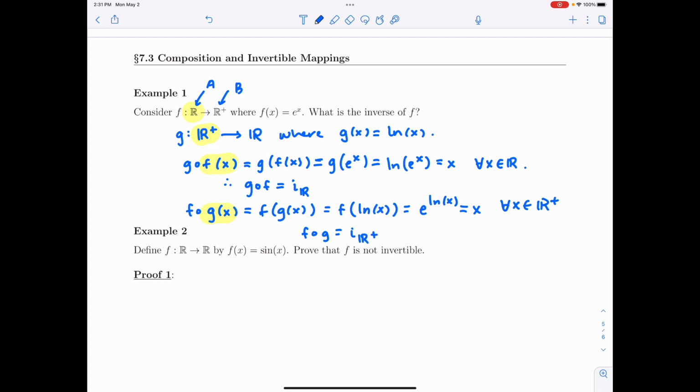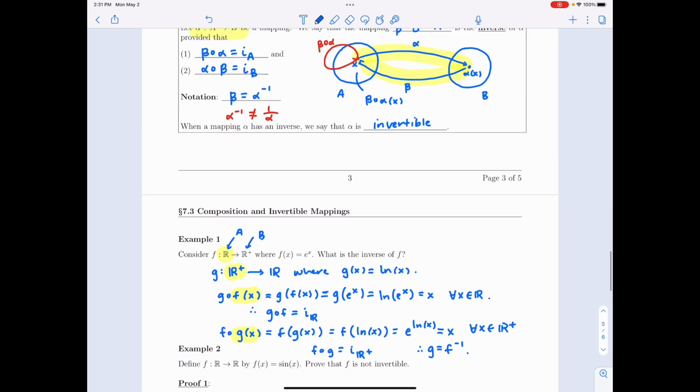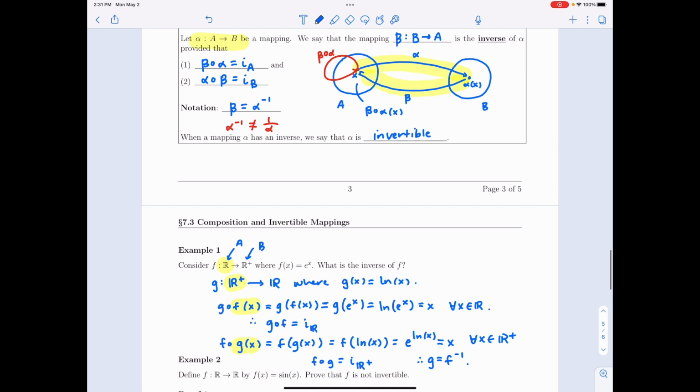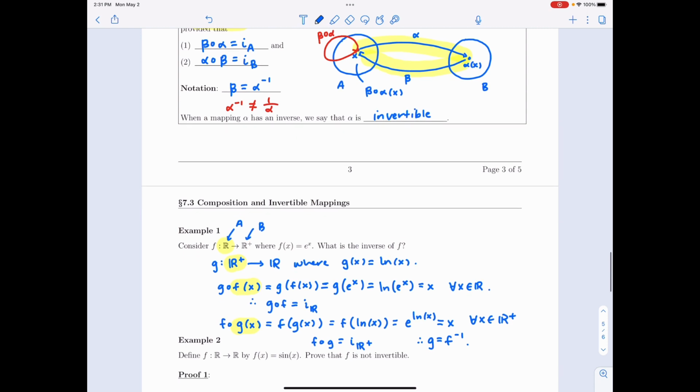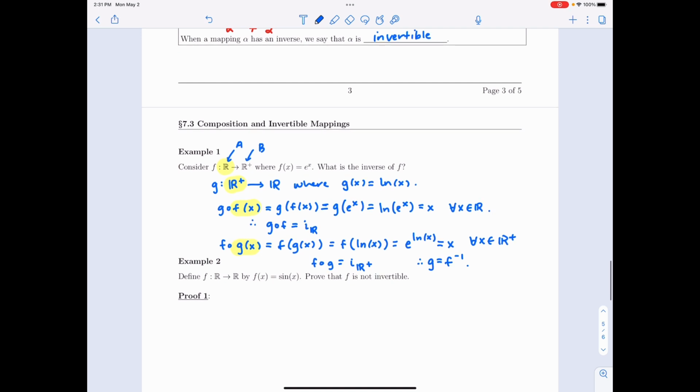So therefore we can say g equals f inverse, because, going back up or scrolling, remember all it takes to be the inverse is to be a mapping, which we accept that the natural log function is. It passes the vertical line test. It's defined for all values on R plus. And the composition in both directions, when you compose this function g with f, gives us the identity map. So that is the definition of g being the inverse of f.